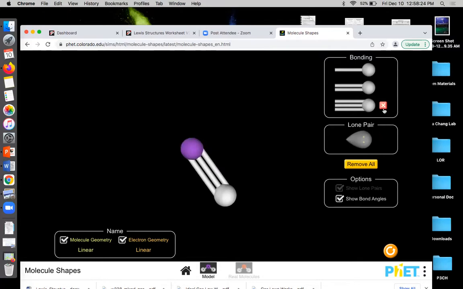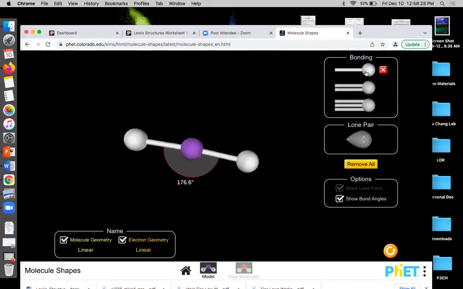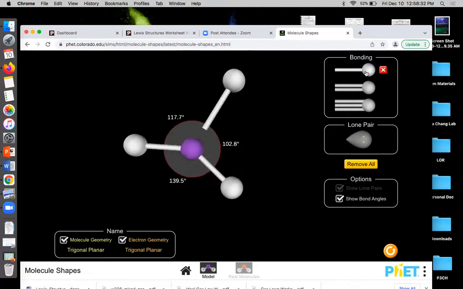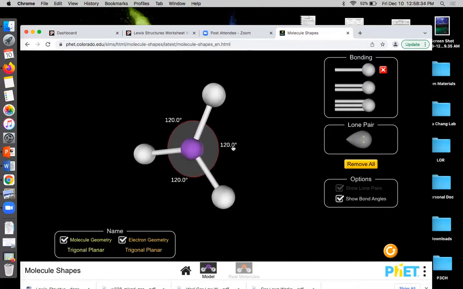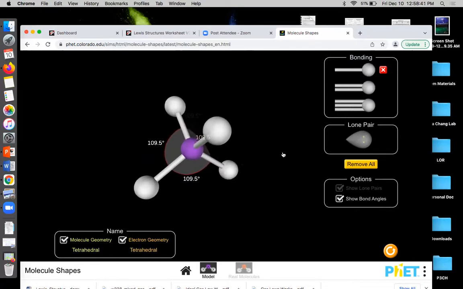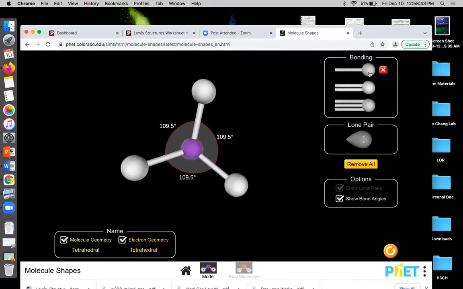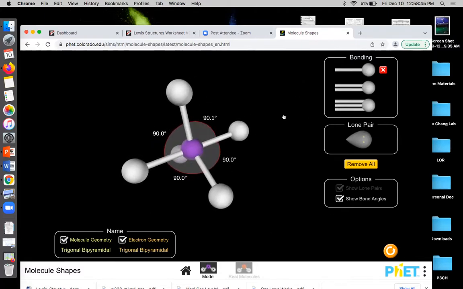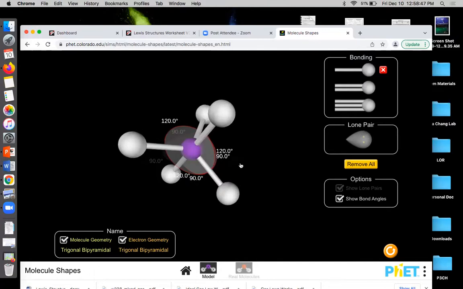And so you guys can go ahead and explore different shapes. So I'll just go through single bonds. So this is linear. This is trigonal planar. So notice how the bond angle starts decreasing. If I have 4 bonds, it's no longer 120, it's 109.5. If I add another bond, that's 90 degrees, right?